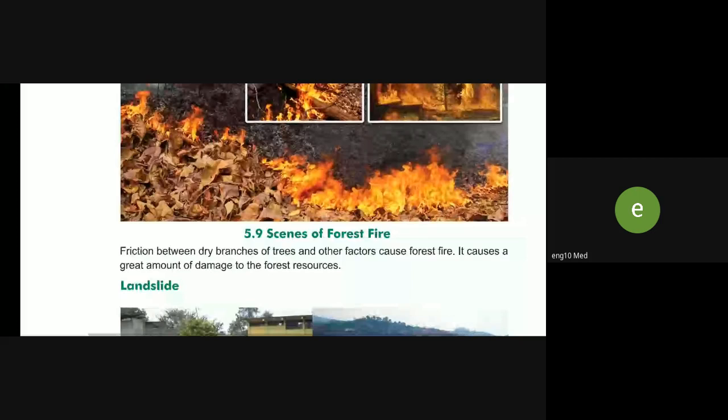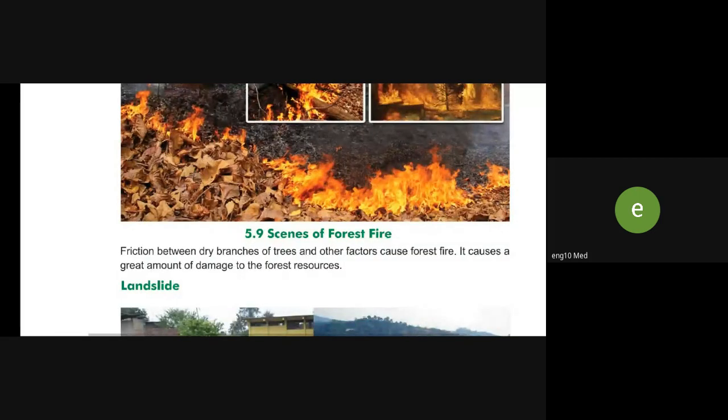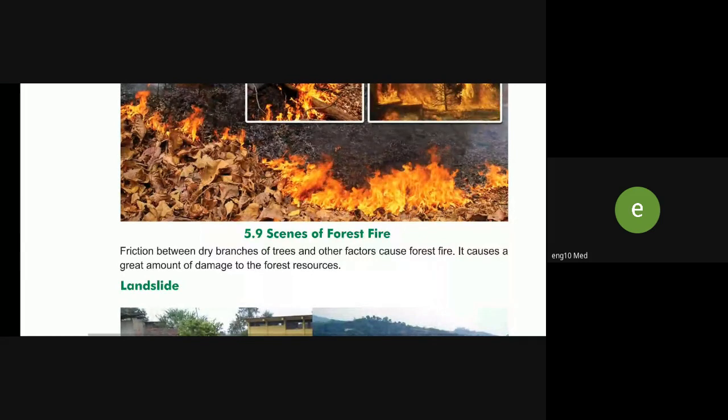So today's topic is forest fire. In the very first lecture of this lesson, we have studied that natural disasters are of two types. One is happening in the interior of the earth, and one is happening on the surface of the earth.